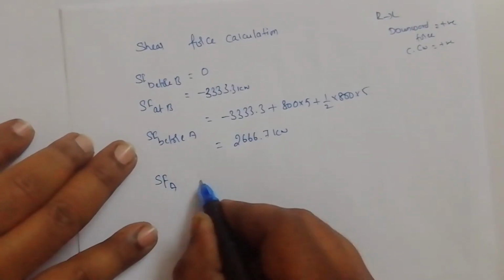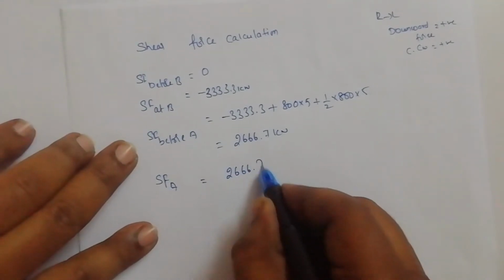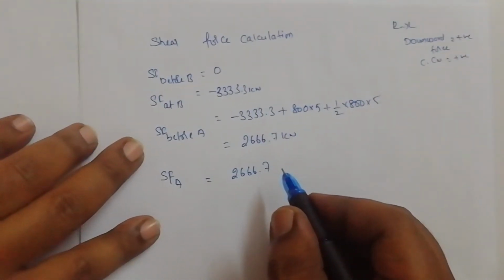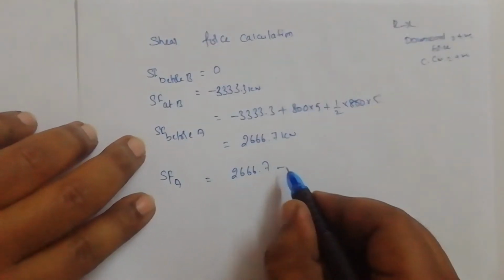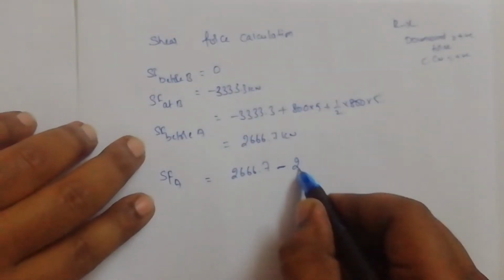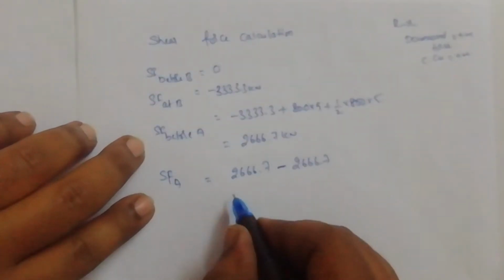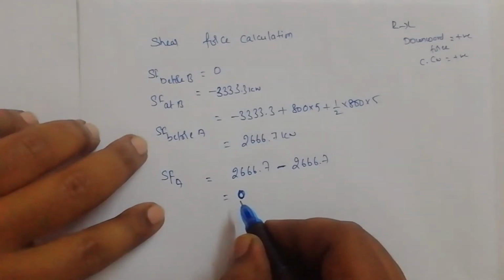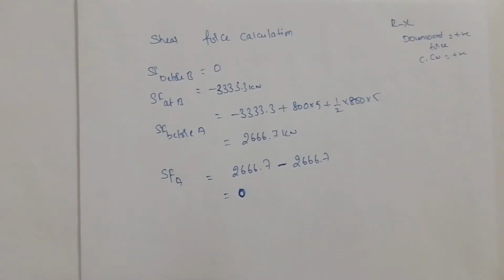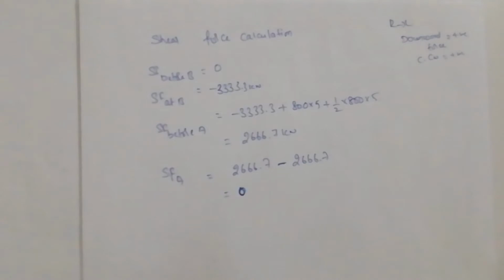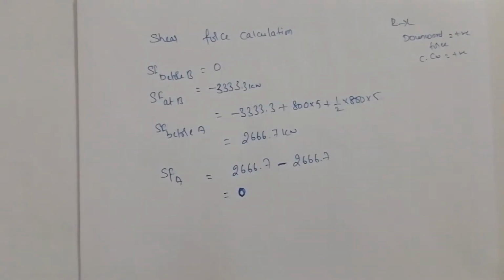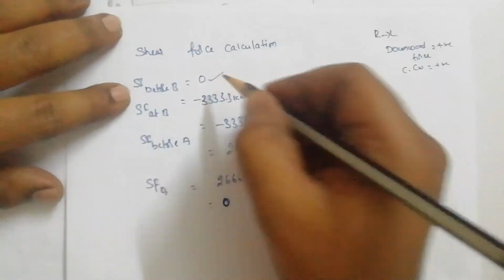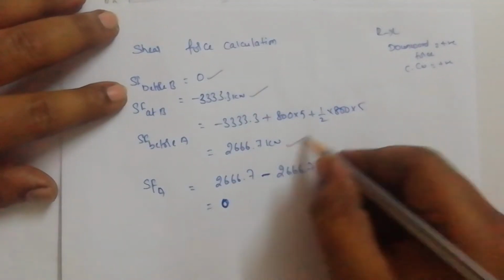Now the shear force at point A: whichever value is present will continue, because whatever load is present before A will have its effect at point A. Along with that, there is a point load whose value is also 2666.7, so the net value at point A will be equal to 0. Once you get these values, you have to draw the shear force diagram. Now let us consider the values 0, minus 3333.3, 2666.7 and 0. I have highlighted the values.